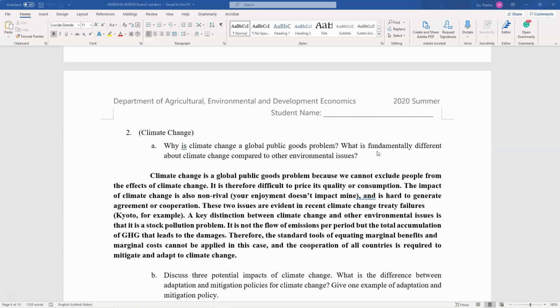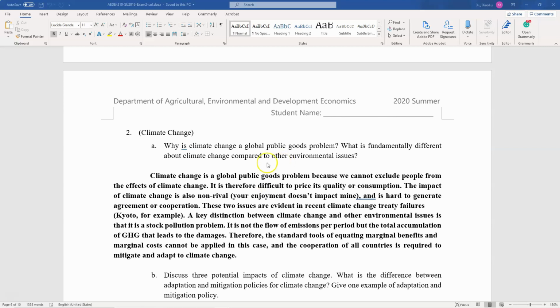And we cannot apply the same technique to solve the climate change problem, because when we are talking about the marginal abatement cost and marginal damage cost, we are focusing on the marginal, right? For climate change, it is not a marginal problem. It is not the flow of emissions per period, but the total accumulation of greenhouse gases that leads to the damages. So because of that, we cannot use the traditional environmental technique to solve the climate problem.